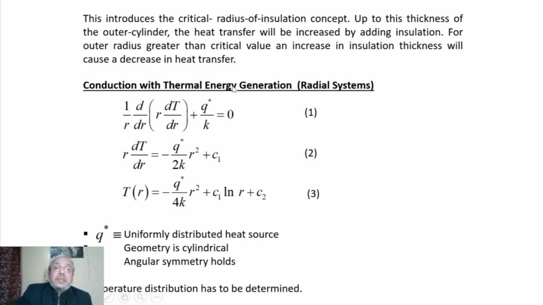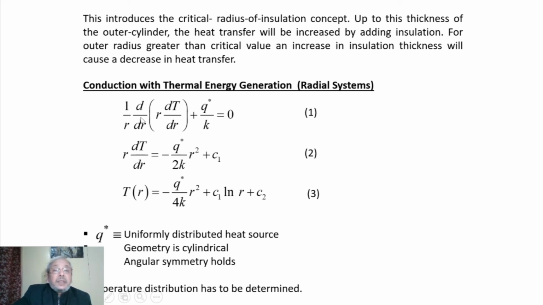Now, conduction with thermal energy generation. This is yet another system. We will consider a radial system, but not a hollow cylinder. This is a solid cylinder, with a thermal energy generation rate, that means a uniformly distributed heat source.